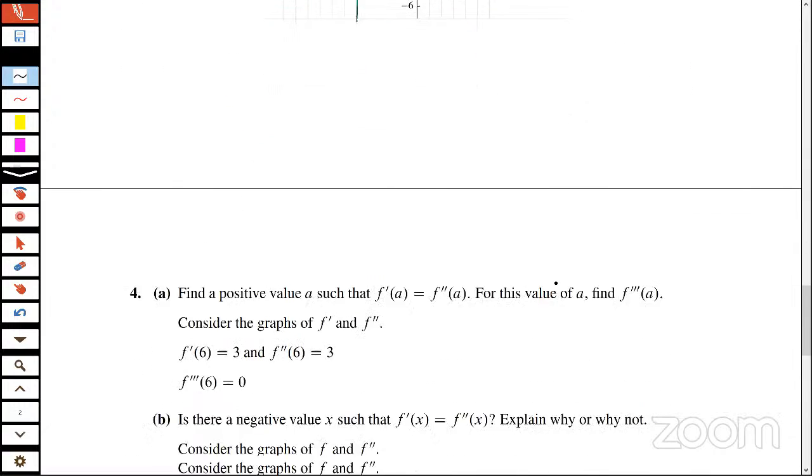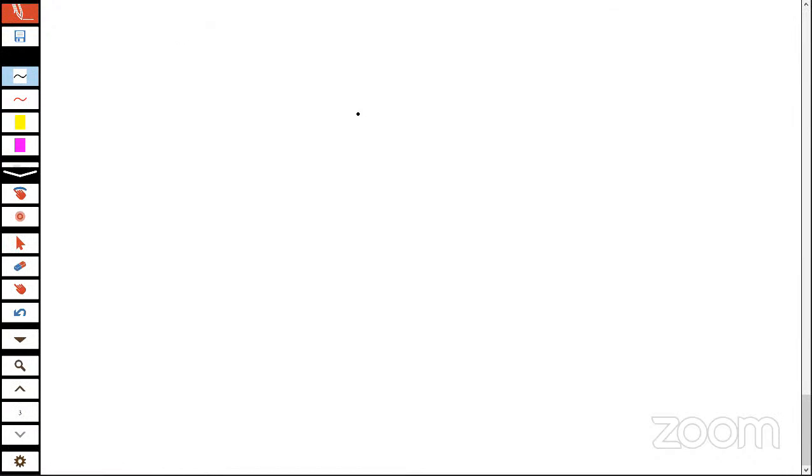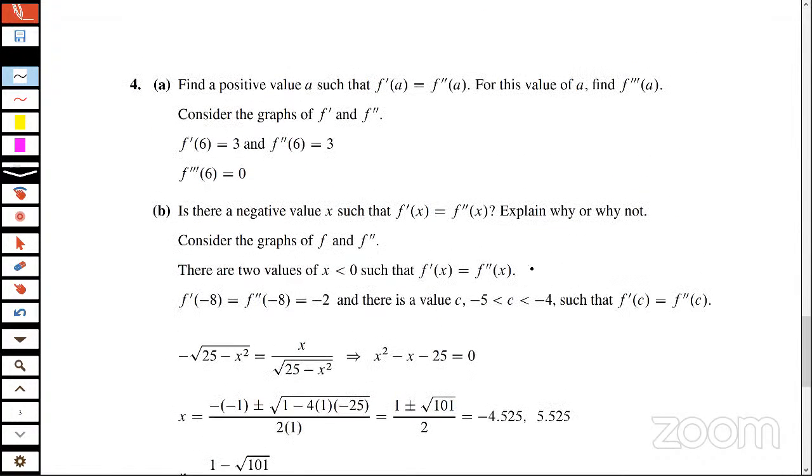And there's a couple of questions that I'd like to leave you with here. Number 4 says find a positive value a so that f prime of a equals f double prime of a, and then find f triple prime of a. I found a value that works, I think here is 6.